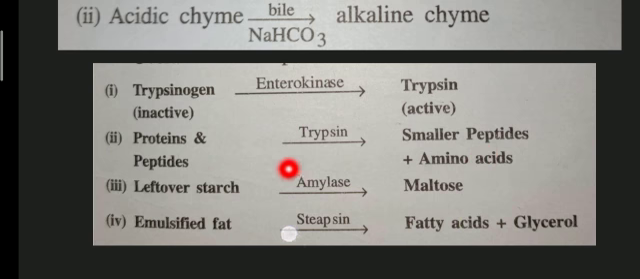Then amylase helps in the conversion of leftover starch to form maltose. And steapsin helps in the conversion of emulsified fat to fatty acids and glycerol. So these are the enzymes which we can find in pancreatic juice that help in the digestion of the leftover substances into their end products.